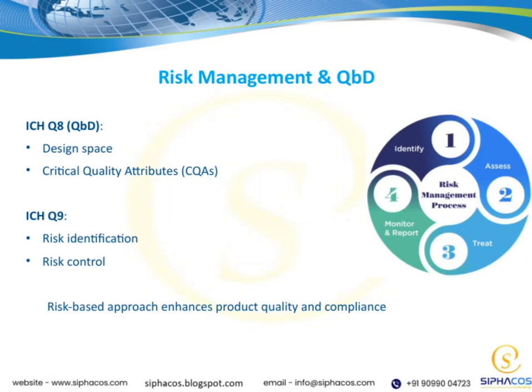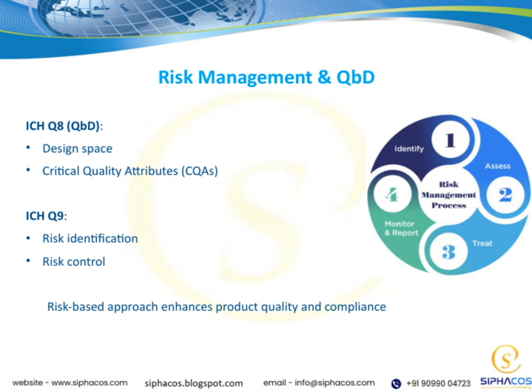When we talk about ICH Q8, or quality by design, two key concepts come into play: the design space and critical quality attributes, or CQAs. The design space essentially defines the boundaries within which we can operate to ensure quality, giving us a framework for understanding how different variables impact the product. CQAs are the critical properties that must be maintained to guarantee the final product's quality and performance.